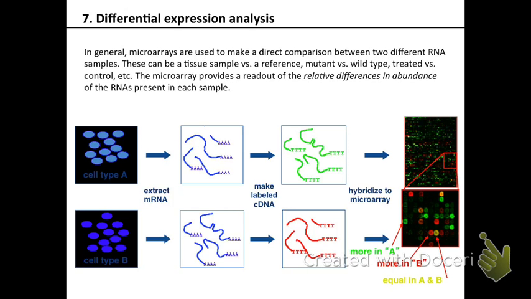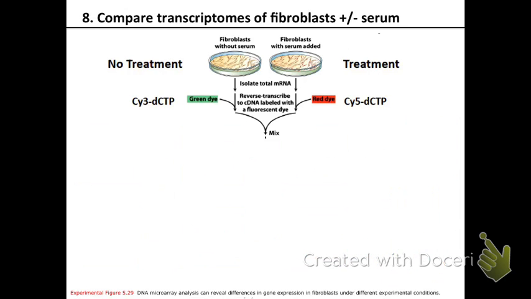But we want to quantify this data, right? And how do you quantify it? Before I get to quantify, here's the example actually from your textbook. What you're looking at here is the differentially expressed genes upon serum addition in fibroblasts. So you are going to look at the genes that respond to serum addition.